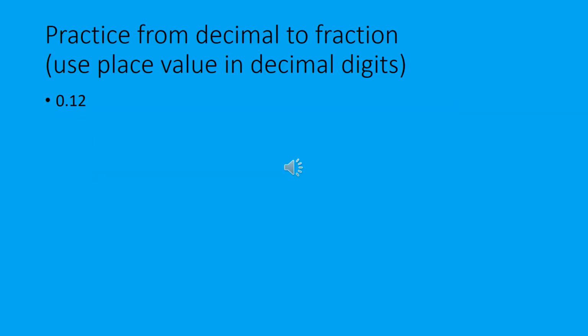So in my opinion, converting from fraction to decimal is a little bit harder than converting from decimal to fraction. So I've just got a couple of practice questions on this, and I'm going to give you one to do all on your own. So from converting from decimal to a fraction, you use the place value in decimal digits. That's what it says on our conversion triangle.